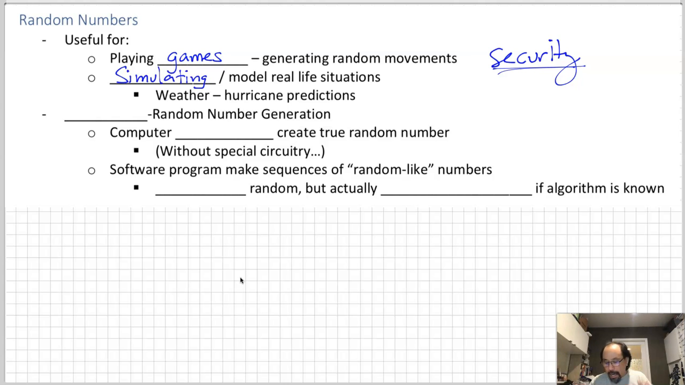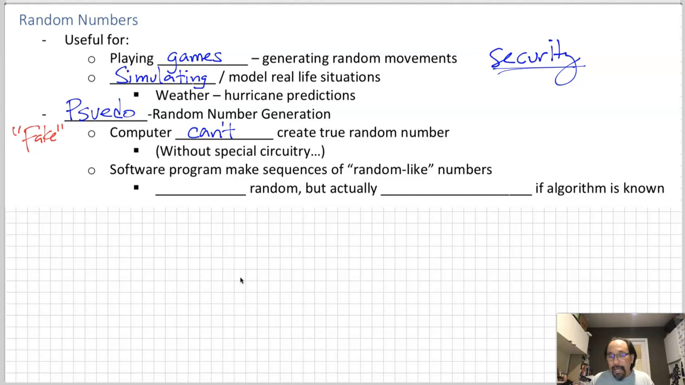Now, computers are actually not very good at generating true random numbers. It's actually quite hard. And so instead, a lot of computers just generate what we call pseudo-random numbers. Now, pseudo-random numbers, what does that word mean? It actually means fake. It seems real, but it's not really.